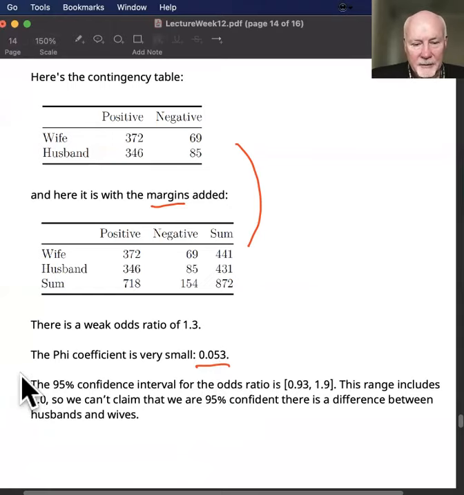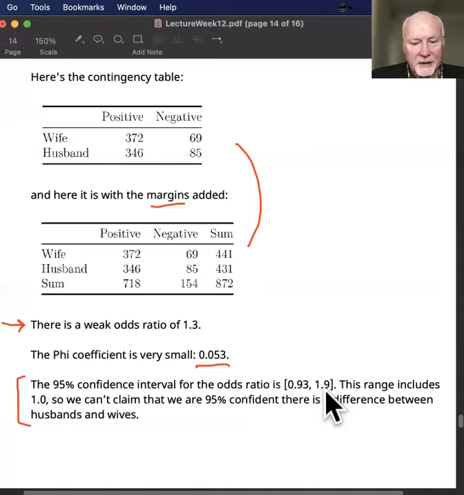But the important thing here is that the online calculator or the spreadsheet that I've given you, you can calculate a confidence interval for the odds ratio. An odds ratio of 1 means that the odds of a wife giving a positive response would be the same as the odds of a husband. In other words, there's no difference. The 95% confidence interval in this case is 0.93 to 1.9. So that 95% confidence interval contains an odds ratio of 1.0.